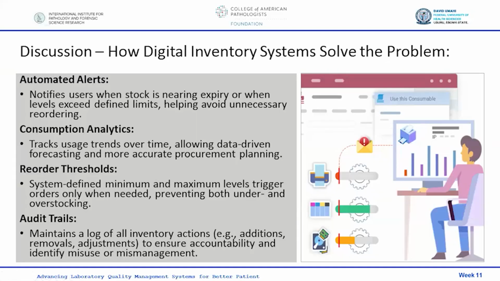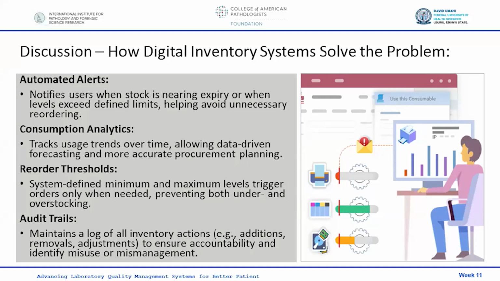Number one, automated alerts, which will notify the users when stock is nearly expiring or when levels exceed defined limits, helping to avoid unnecessary reordering. Okay, but if it's the traditional paper-based method, yes, it may be in one register, but you may not notice it. But you see everything in real time when you're using a digital inventory system. Consumption analytics, which tracks usage trends over time, and this allows for data-driven forecasting and more accurate procurement planning.